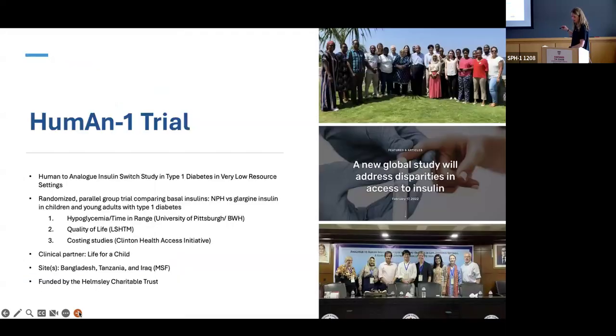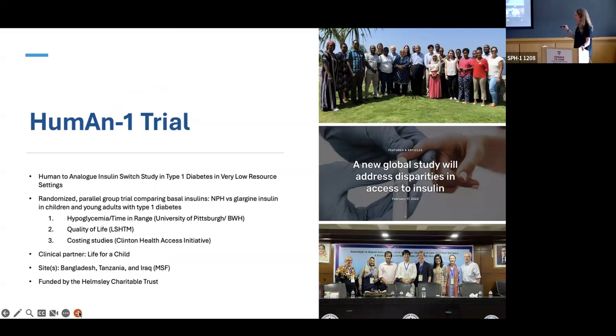The Human 1 trial, briefly, just to say, this is a study that, again, in the United States, we use mostly newer analog insulins. Human insulins are mostly used everywhere else in the world. It's kind of a 2-tiered system, which is very bothersome to many of us.